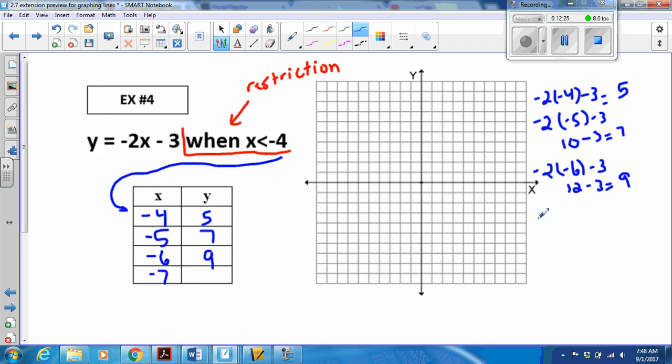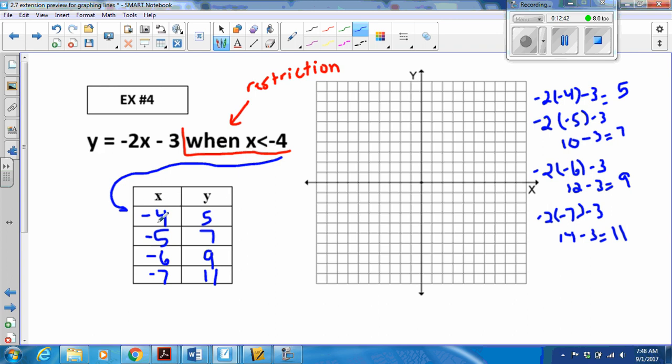And then we have negative 7. So we do negative 2 times negative 7 minus 3. So this should give us 14. So we do 14 minus 3. And that should give us a nice 11. So we're going to go off the graph again.